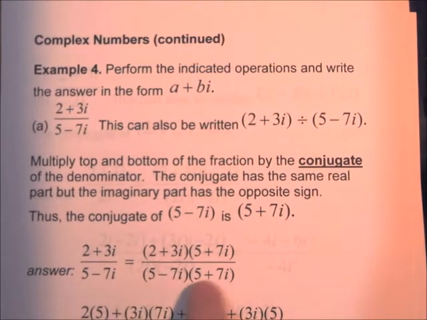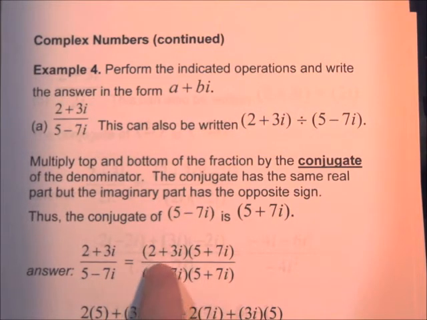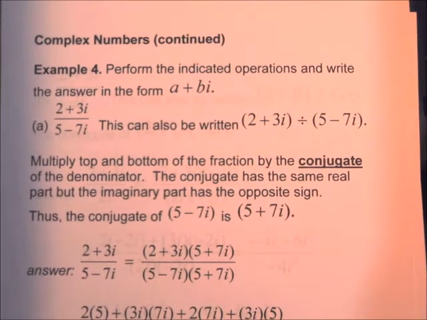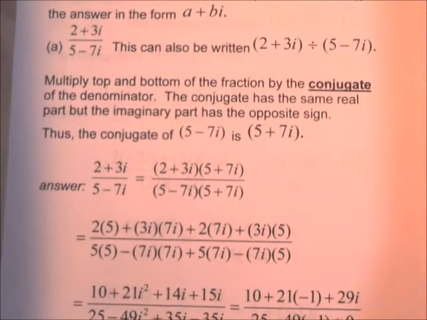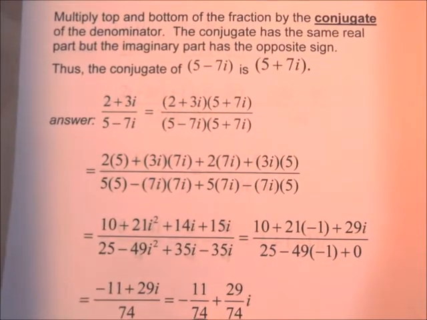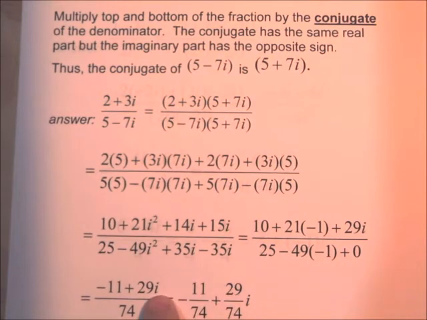So 2 times 5 is 10. Last times last, 3i times 7i is 21i squared, which is 21 times negative 1. And then the outer, 2 times 7i is 14i. And the inner, 3i times 5 is 15i. Okay, so 21 times negative 1 is negative 21. 10 minus negative 21 is negative 11. And 14i plus 15i is 29i.